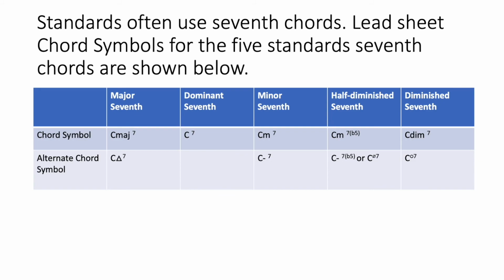When we're reading the sheet music for standards, we will often encounter symbols to indicate different types of seventh chords. And here we have some of the most usual possibilities for the major seventh, dominant seventh, minor seventh, half diminished seventh, and diminished seventh.